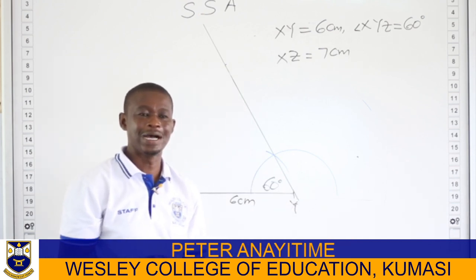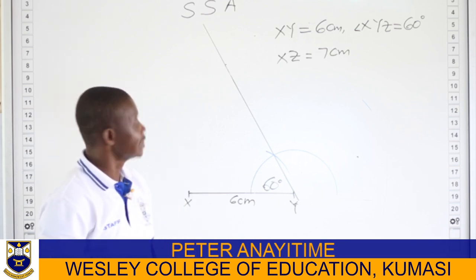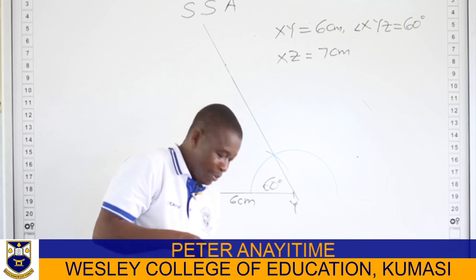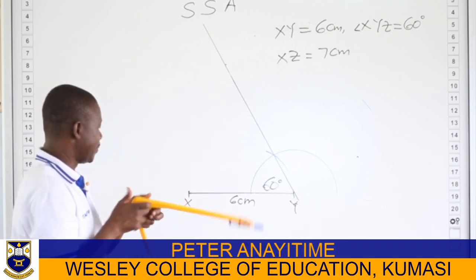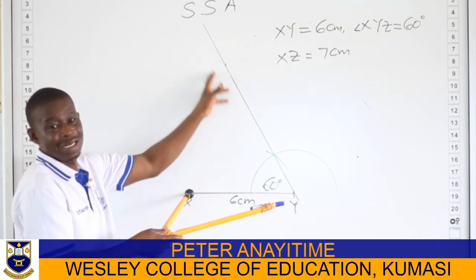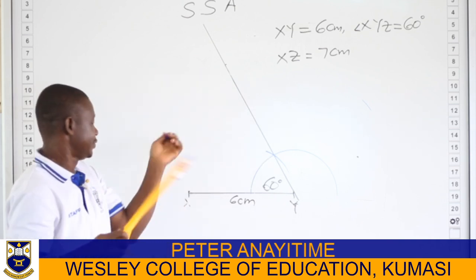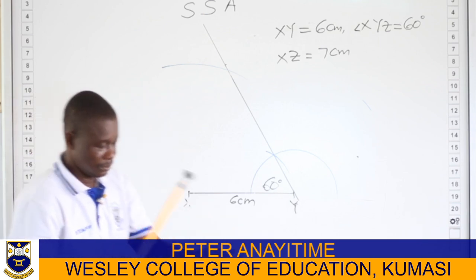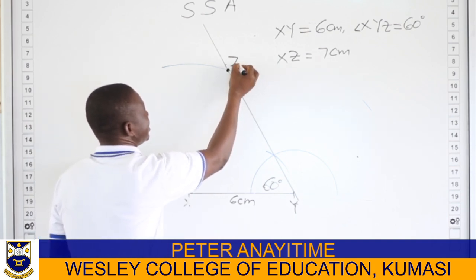Now we are going to get our last side, which is XZ. And we've been told XZ is 7 centimeters. So I'll measure the 7 centimeters from the ruler, put my compass at X and draw an arc. Wherever that arc meets with the line, then we have our Z over there. Good. So this is where our Z is.